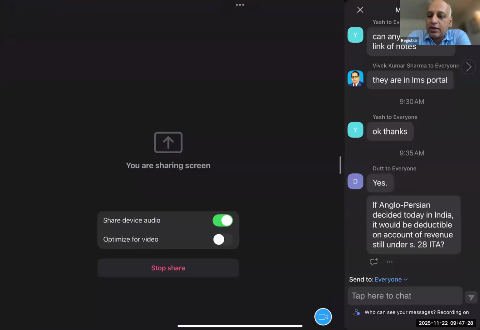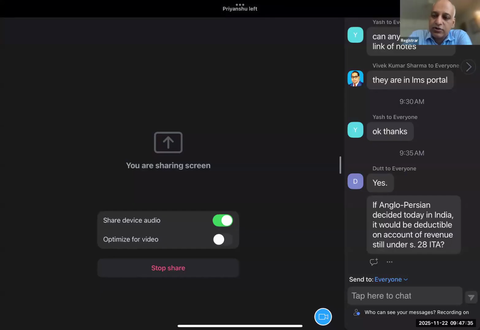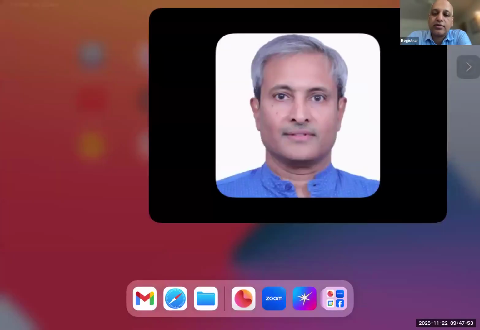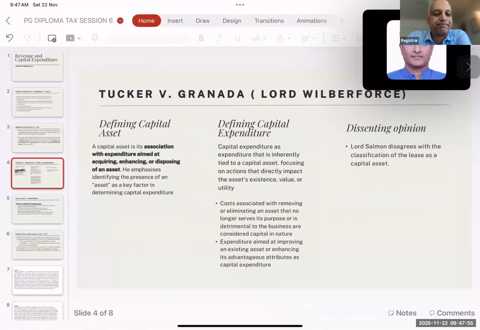I think Dutt has said if Anglo-Persian were decided today in India, it would be deductible on account of revenue still under Section 28 ITA. That's correct. Because of the amendment to Section 28, those kind of payments would be recognized as income under Section 28. Section 28 is about recognizing income, right? Business income. And it would be recognized as income under Section 28. Excellent. Any questions so far?